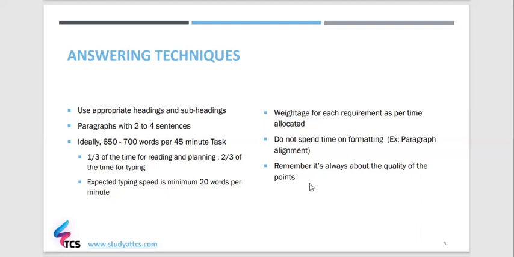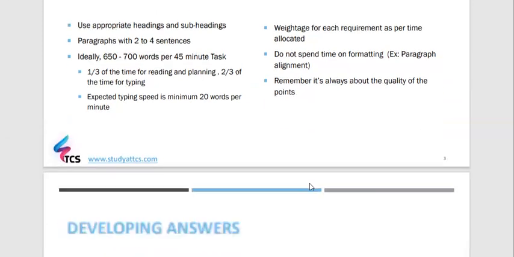And remember, it's always about the quality of the points which you make, not the quantity. I highlighted this point in our first webinar as well. The invigilators are strictly instructed to provide marks for quality, not for quantity. So that's exactly why I said you should not be too concerned about the word count of each and every answer which you are providing. Instead, focus on getting your answer planning right. Spend some time to think straight, then start typing your answers, because the examiners will be providing marks based on quality, not quantity.